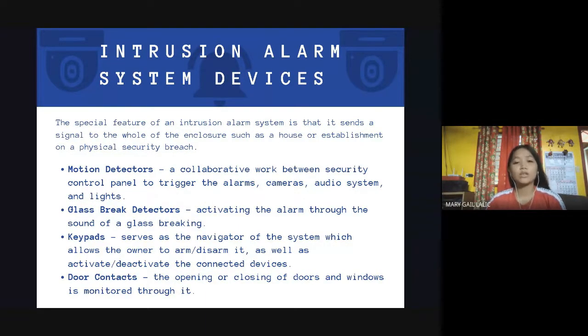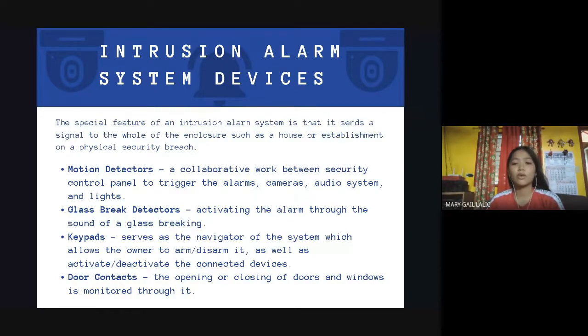And then we also have the keypads, which serve as the navigator of the system, which allows the owner to arm or disarm it, as well as activate or deactivate the connected devices. Isn't it? Lagi tayo nakakita sa mga movies or even in real life na houses or establishments na may maliit na box dun sa naka-attach sa pader and may keypad doon. Yun yung main means ng owner para i-activate or deactivate or i-disarm ang alarm system.